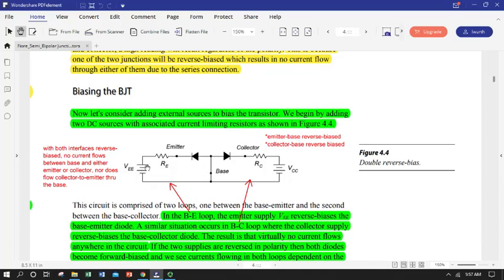So let's take a look at what would happen if we put a positive oriented battery out here, and we'll just call it VEE. That's a common type of notation that you see with amplifier circuits, and this just means this is the voltage we're applying to the emitter.